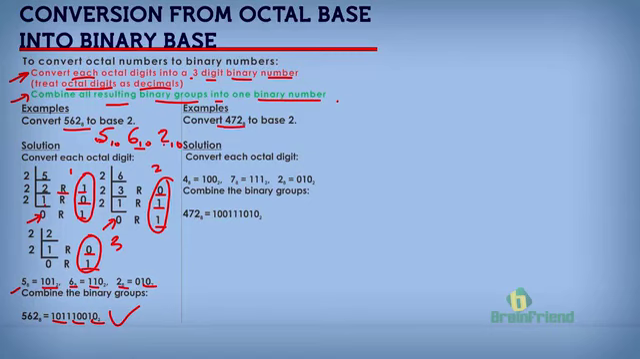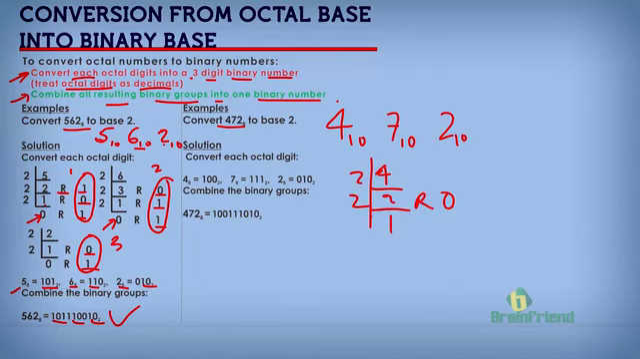Now let's try another example. Convert 472 base 8 to base 2. Again, we'll convert each digit, treating each as a base 10. So we have 4 base 10, 7 base 10, and 2 base 10. And then we'll convert each to its 3 binary digits. So we have 4 divided by 2. This would give us 2, remainder 0. 2 in 2, 1 remainder 0. And 2 in 1, 0 remainder 1.